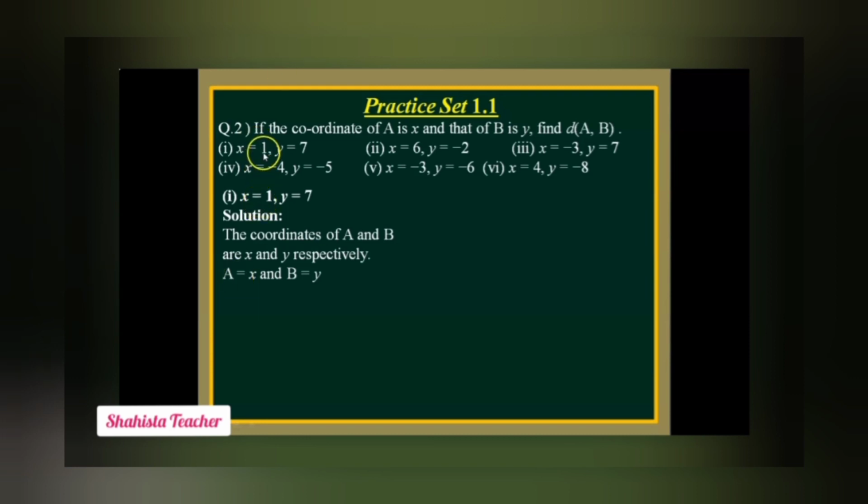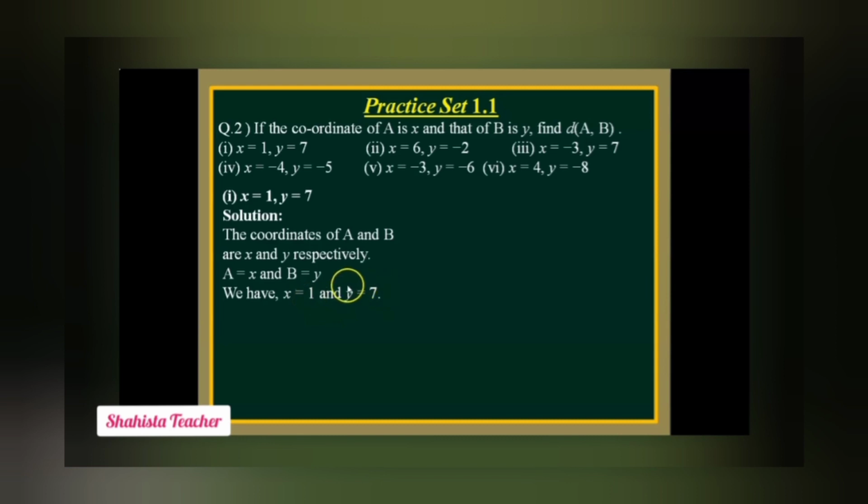Now the x value is 1, that means A's value is 1 and B's value is 7. So here we will write x is equal to 1 and y is equal to 7. That means A is equal to 1 and B is equal to 7. x is equal to 1 means A is equal to 1. y is equal to 7 means B is equal to 7. Now which value is greater? That value we will write first.